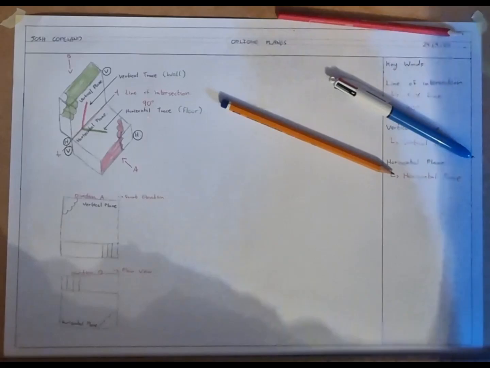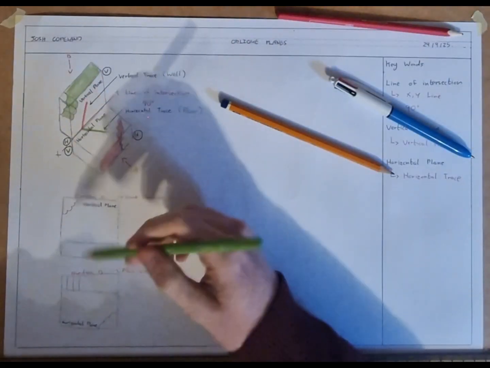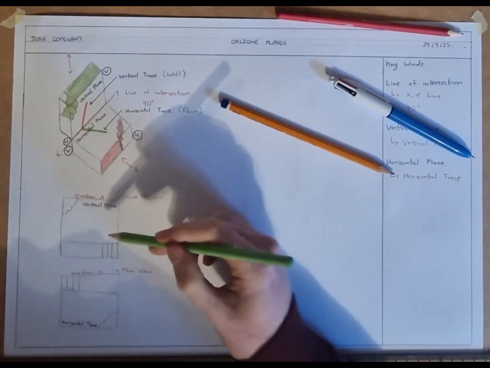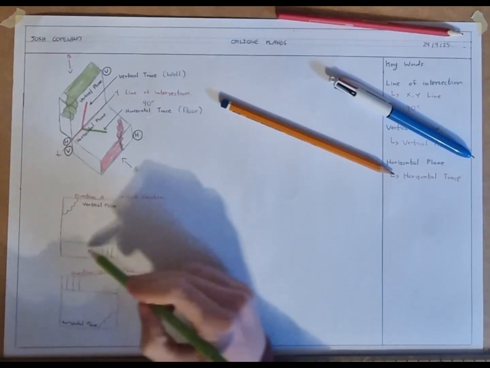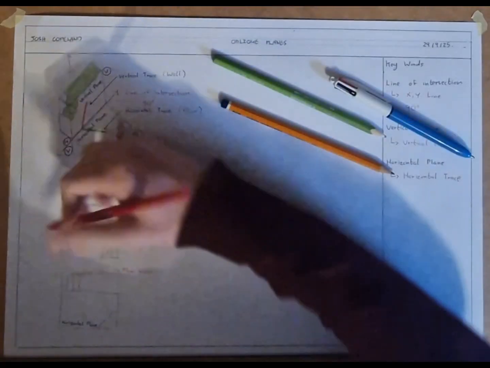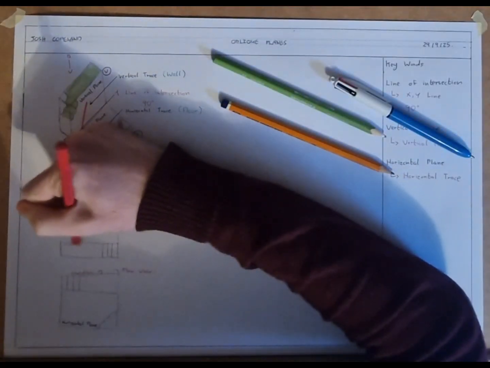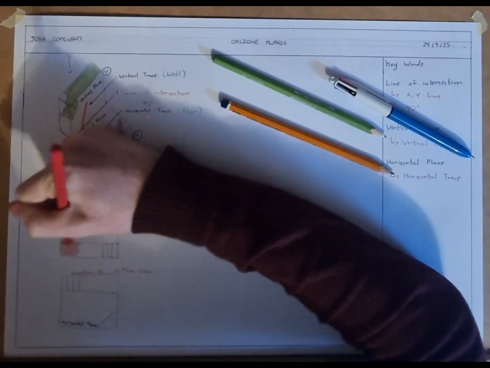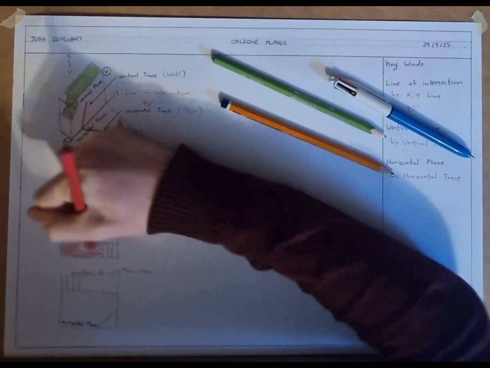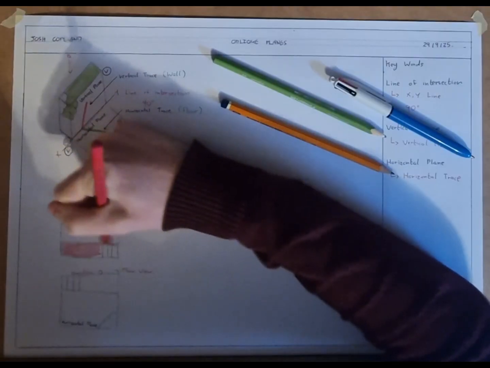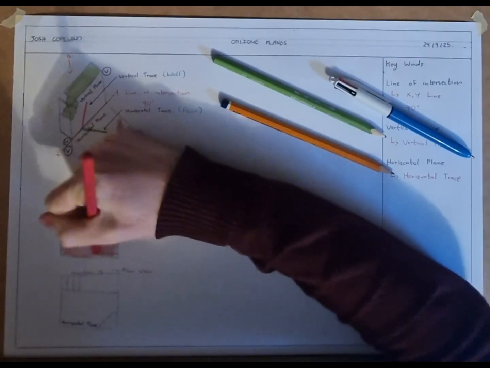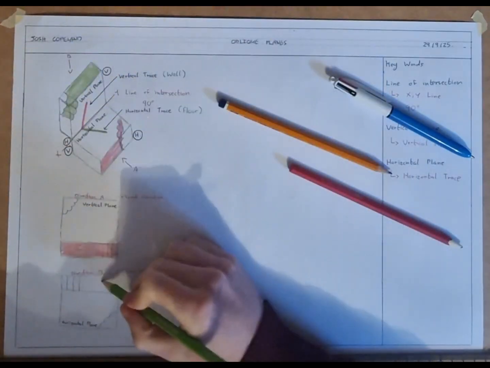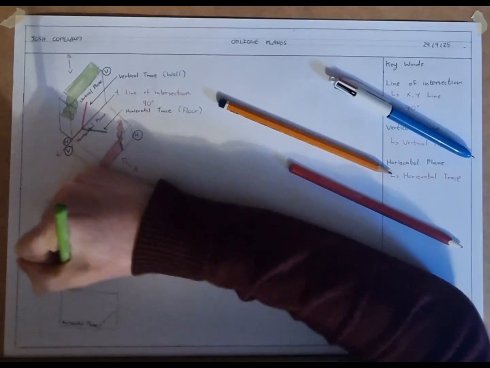So what we'll do now is we're going to colour in our sections. So looking in the direction of arrow A, we know that this section here is going to be coloured in red. And looking in the direction of arrow B, we know that this section here is going to be coloured in green.